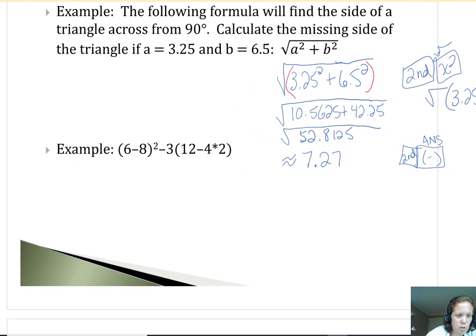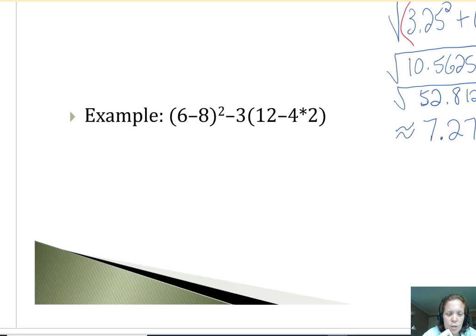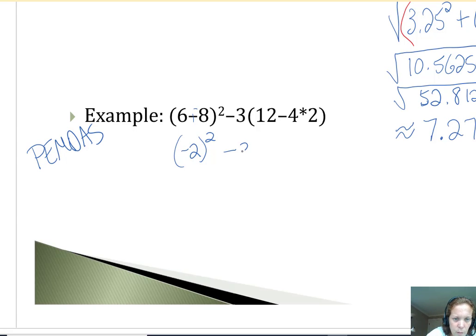Okay, one more. Now this one's just a generic one, but just some practice with following order of operations. I'm going to jot down PEMDAS. So parentheses first. In the first set of parentheses, 6 minus 8, or 6 plus negative 8, that's negative 2. I'm going to keep the parentheses around it still, though, because everything in there needs to be squared. I'm going to bring down the minus 3 because I'm working in the parentheses.